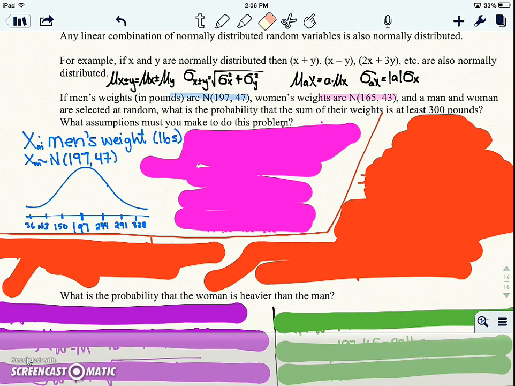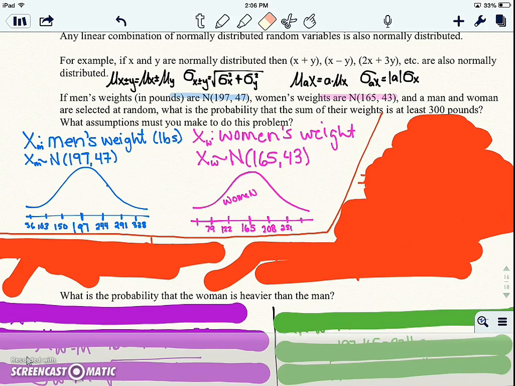So we'll start with the men. So x sub m is the men's weights in pounds, and x sub m is approximately normally distributed with a mean of 197, a standard deviation of 47, and I even drew the curve so you could see kind of how it looks. And then we would do the women. X sub w would be the women's weights, and then you can see the mean there and the standard deviation in the curve. And then we have to combine them.